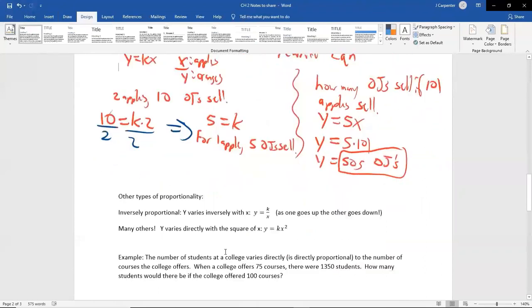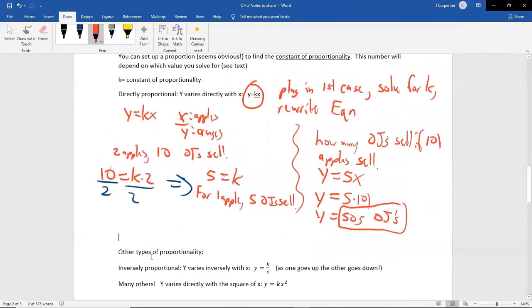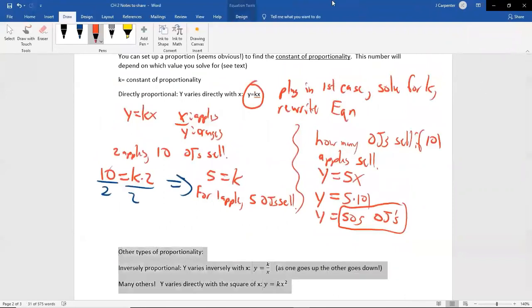Okay, so we're going to come back to this idea in this example down here. We're going to do one just like that, but I've got it set up. I didn't just pull the numbers out of thin air. But before that, I want to describe the other types of proportionality that you can see in the real world. Not everything in the world is directly proportional.